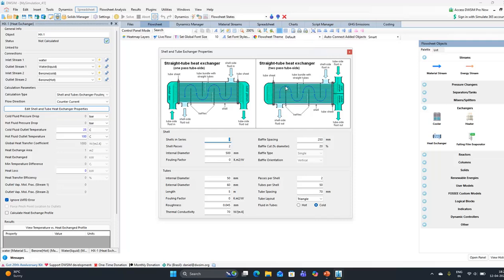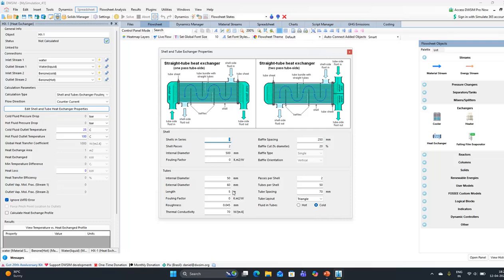Baffle cut is 20%. Basically the baffle length is 80% of the 500 mm, it only leaves 20% clearance for the fluid at the shell side to go, which will create turbulence and increase the heat transfer efficiency of the fluids. Internal diameter of tube is 50, external 60, basically 10 mm thick tubes are used, of a length 5 meter. So all these parameters you can calculate or keep the same as I am going to, as I am using the standard exchanger that is given by DWSIM, because I don't do any design for it.